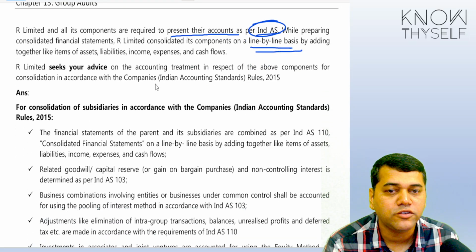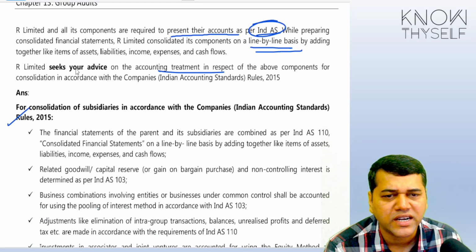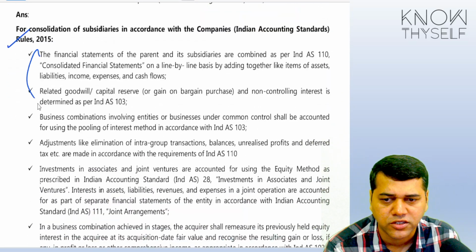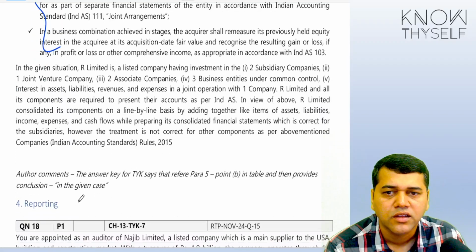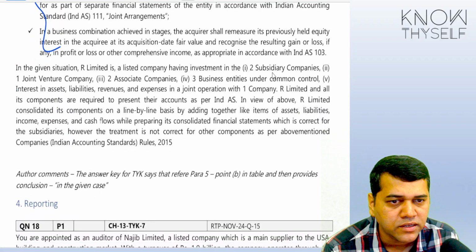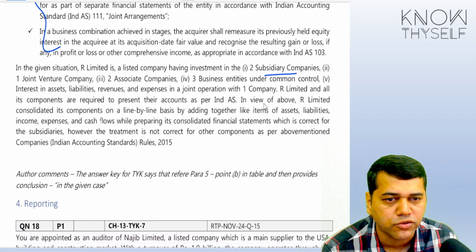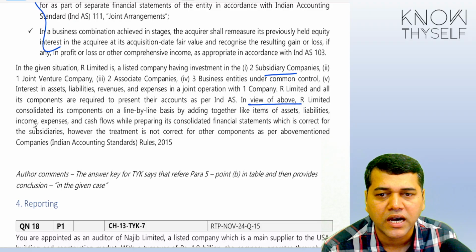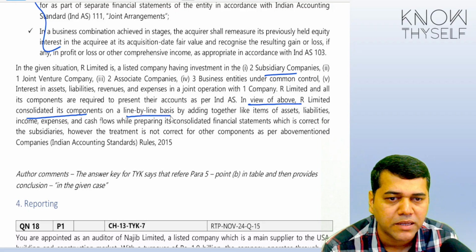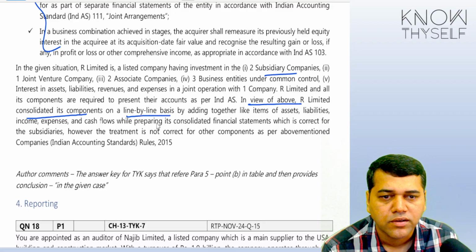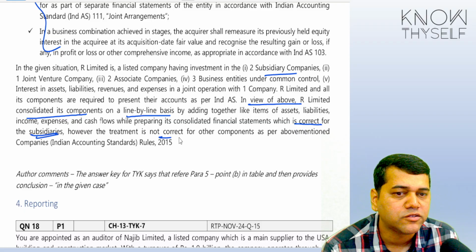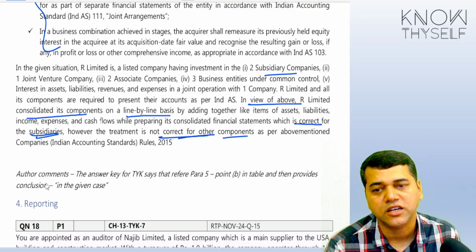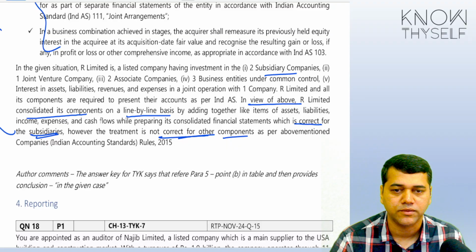So it seeks your advice on the accounting treatment. You can write the consolidated story, what we have seen there. So in the given situation, they have made a mistake. They have got subsidiaries and so on. In view of the above, R is supposed to consolidate components line by line, which is correct for the subsidiaries. However, it is not correct for other components, and other components need to follow the other way.